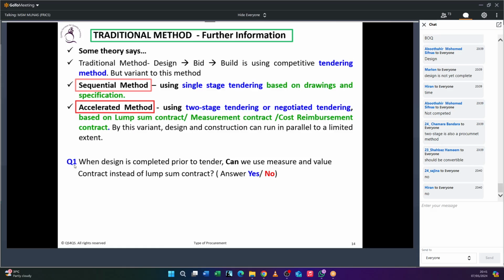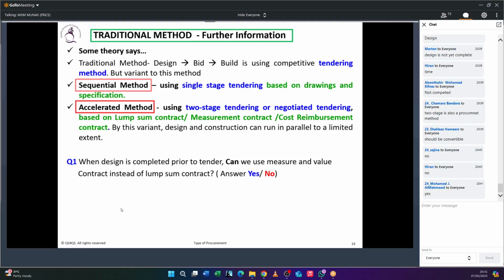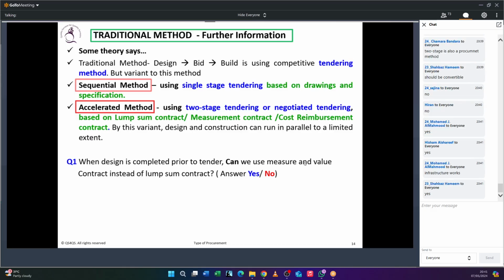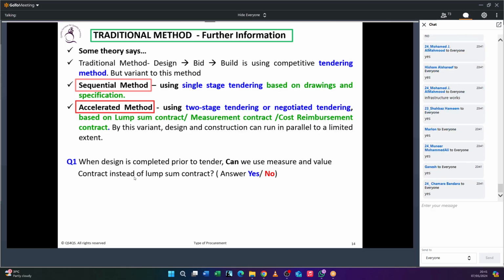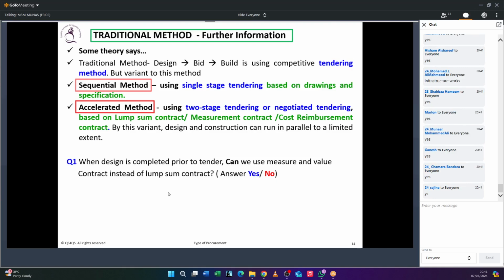Question number one. What is your answer? Yes, we can use the measure and value contract even though the design is complete. Nowadays in Saudi, even though the design is complete, they will go for a measurement and value contract. Why? They want to have the audit. They want to make sure how much they are paying and for what purpose. So they don't rely on the lump sum.